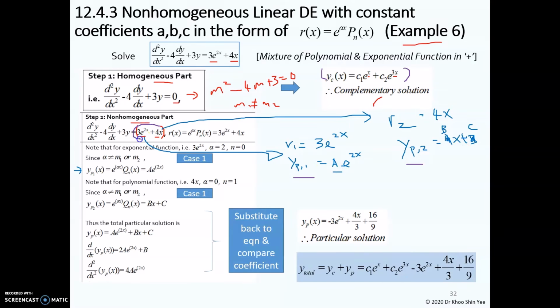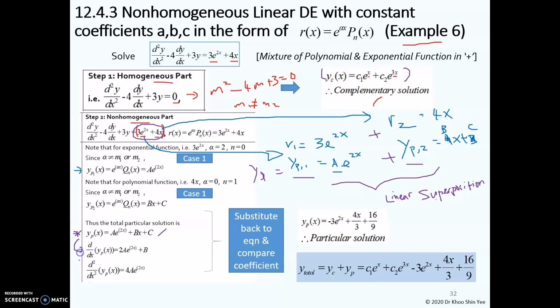So your right hand side is equal to R1 plus R2. Therefore, your YP solution will be equal to YP1 plus YP2 here. So this is the total particular solution that you have. This approach is called the linear superposition.